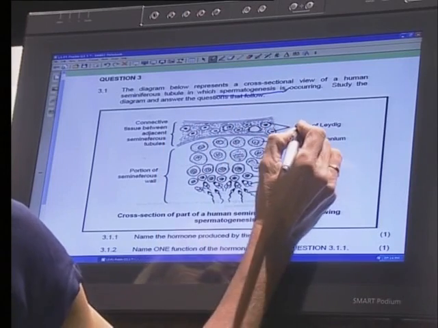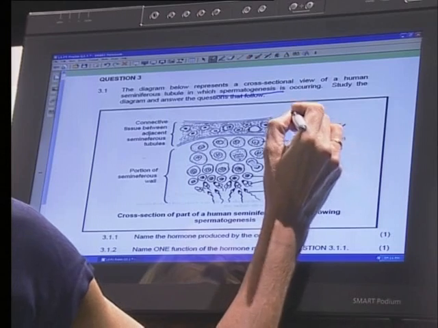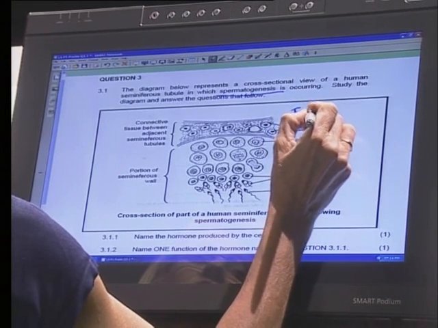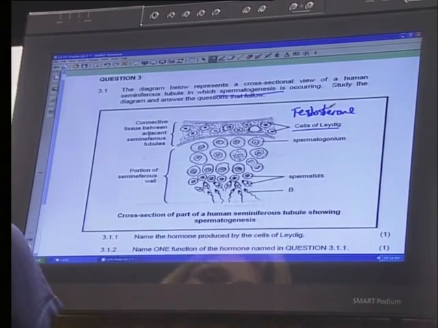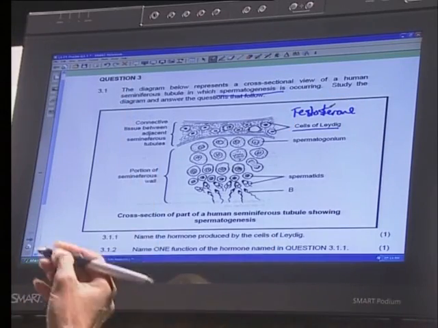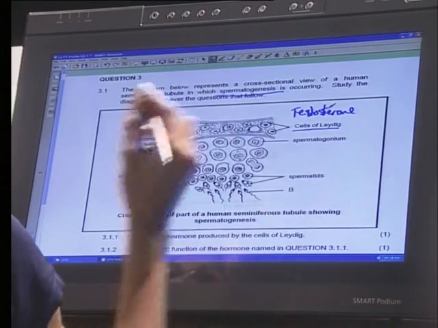Now in there we're going to find the cells of Leydig, and they are important. Why? Because they produce testosterone. That's the male hormone. That's what gives guys all their secondary characteristics. And if women take testosterone, they end up with big muscles as well. They're not supposed to have it. But that's your testosterone that is produced by the cells of Leydig.